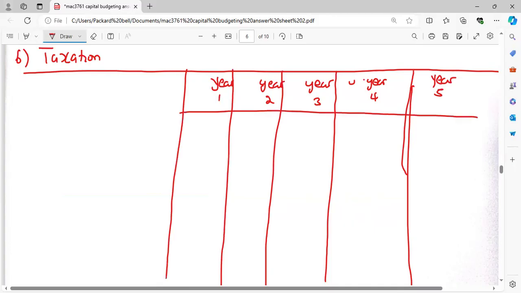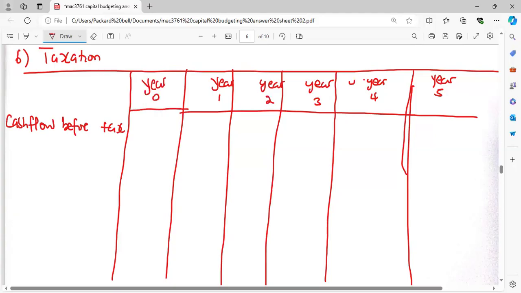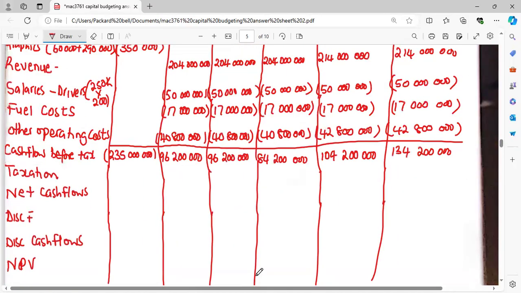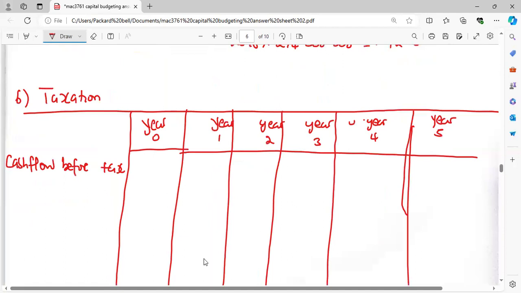So we need to check our cash flows. Cash flows before tax. You can also say 0 here. So our cash flows before tax, here we have 96,200,000, 84,200,000, 104,200,000. So we have our cash flows. Year 1, we have 96,200,000.